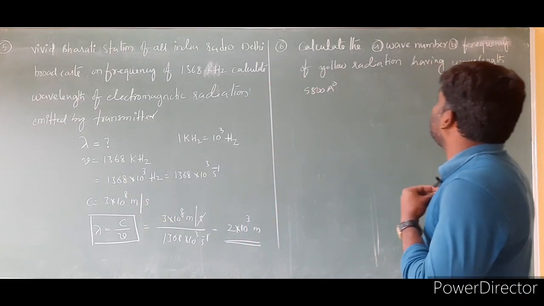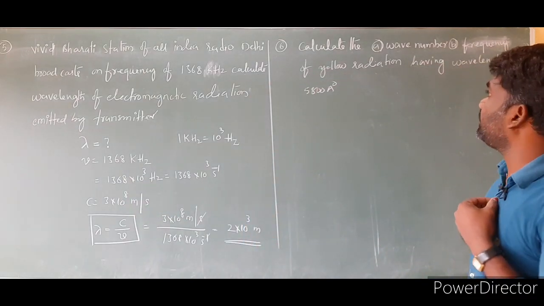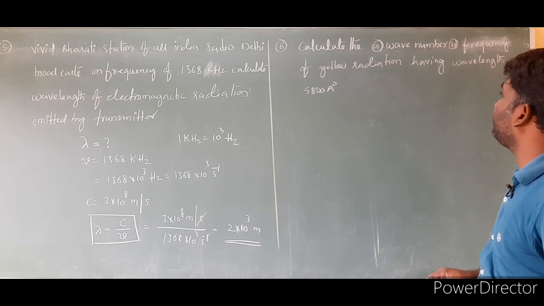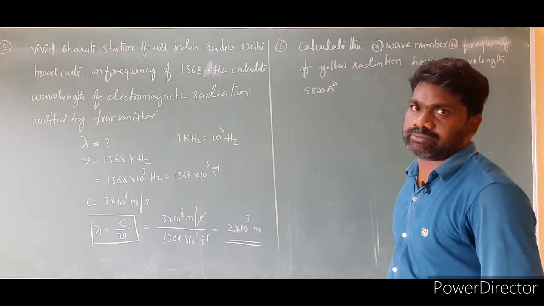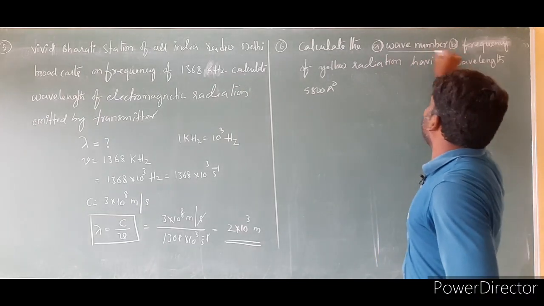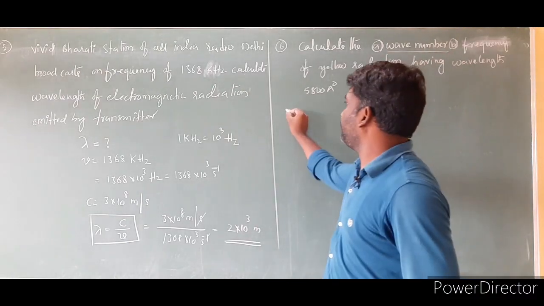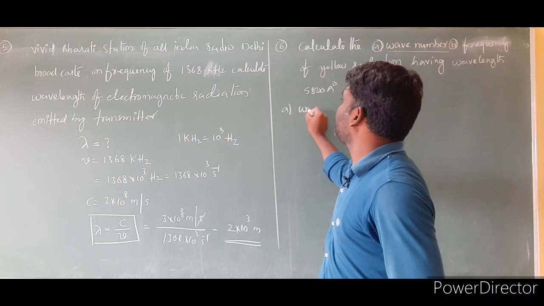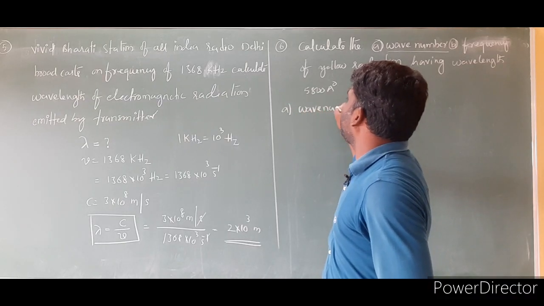The next one: calculate the wave number and frequency of yellow radiation having wavelength of 5800 angstroms. So what he is asking is the wave number. First we have to calculate the wave number.